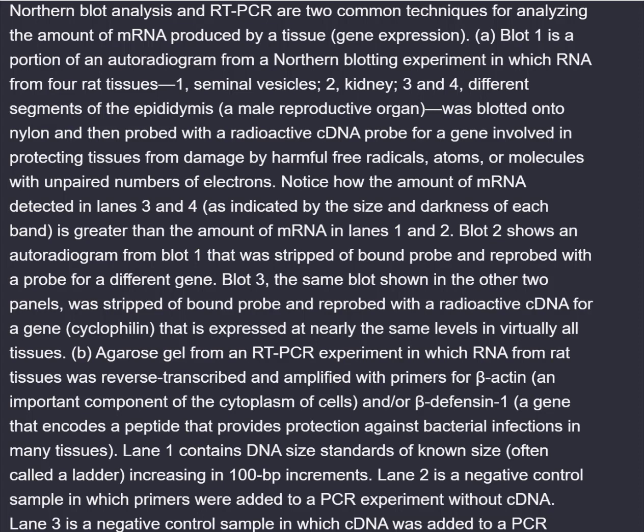Lanes 6, 7, and 8 show PCR products from cDNA of 3 different rat reproductive tissues that were amplified with both actin and defensin primers. Notice how lanes 6 and 8 show relatively even amounts of actin and defensin PCR products. Greater amounts of defensin PCR product are shown in lane 7. These differences reflect the different amounts of defensin mRNA made by these tissues.